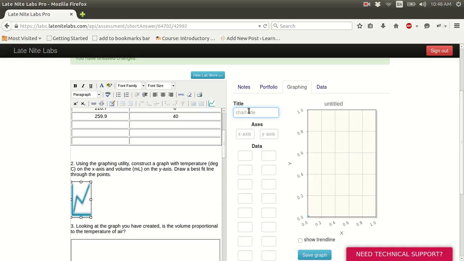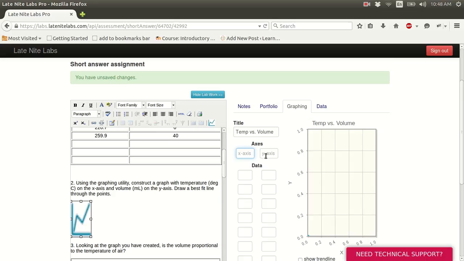You can title it something like temperature versus volume. Usually graph titles, if they're just basic like this, are the y-axis versus the x-axis. The x-axis is usually the thing that you changed, and the y-axis is usually the thing that you watched respond to your change. So in this case, we changed the temperature, so this is temperature in degrees Celsius. It's important to put the units in the axis labels. And on the y-axis, what we watched change by watching the syringe was the volume.